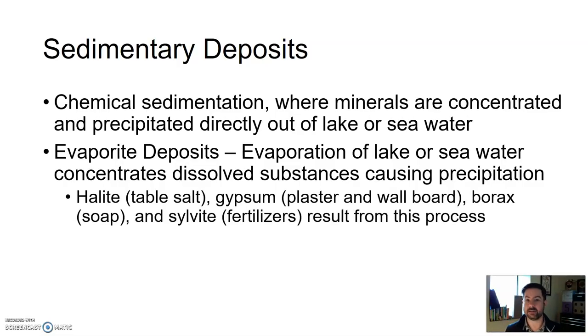Salt, halite, gypsum, borax, sylvite, a number of different things. So you have these minerals kind of all in this water. And as the water begins to evaporate, that material that's dissolved in there begins to concentrate and settle out, forming these layers of different material.